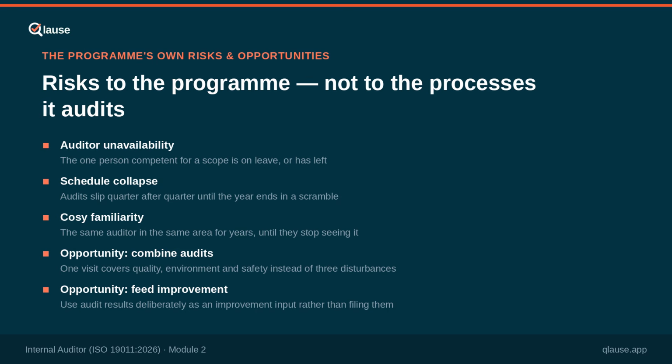On the opportunity side, combining audits, so one visit covers quality, environment, and safety instead of 3 separate disturbances. And using audit results deliberately as an improvement input, rather than filing them. Notice these are risks to the program, not to the processes. It is a distinction people routinely miss, and it shows up in quizzes.